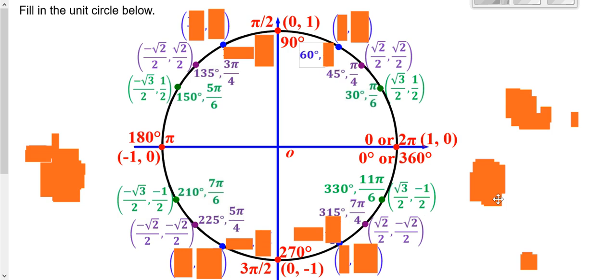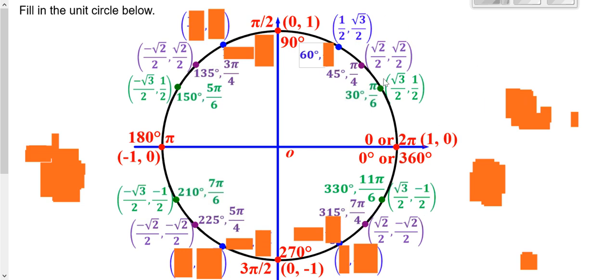So now we're going to deal with the blue ones. So that's 60 degrees. The cosine of 60 is your x. That's one you're supposed to have memorized, a half. The sine of 60 is your y. That's another one you're supposed to have memorized, which is this.